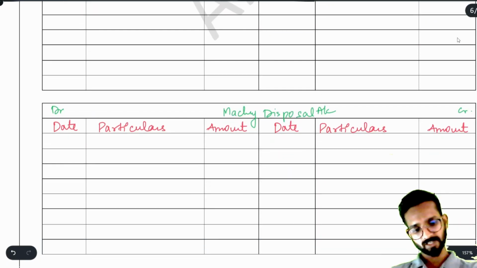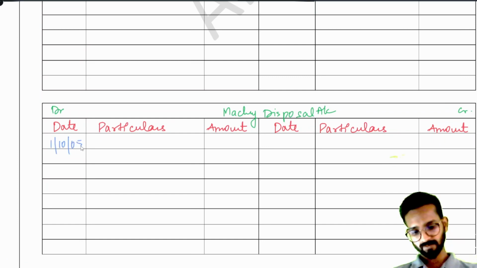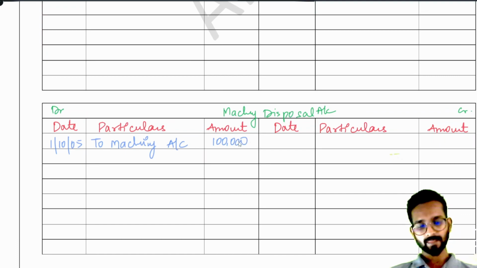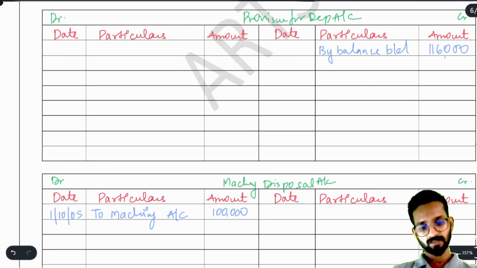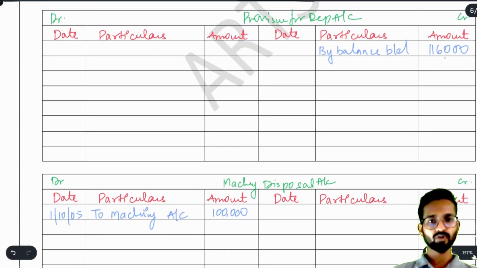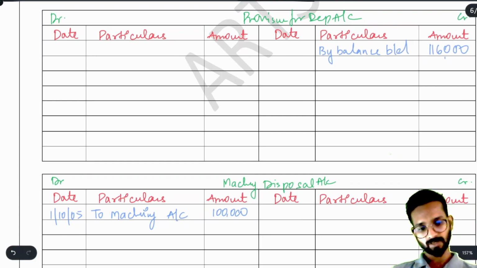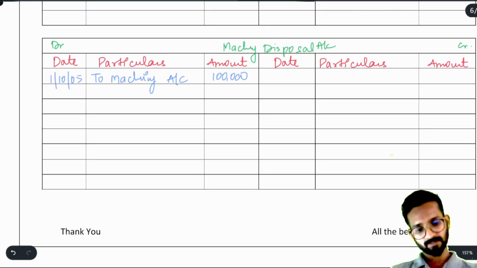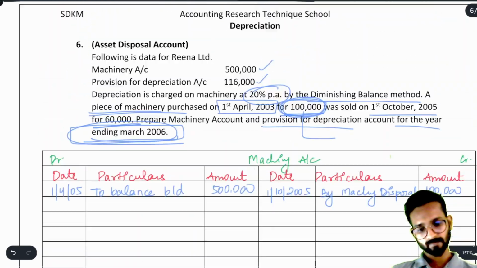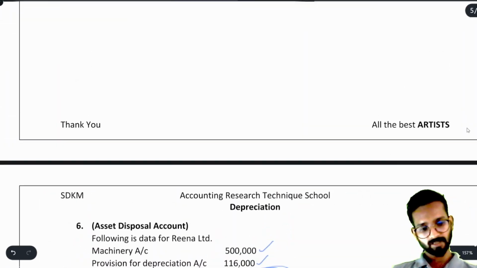We will go into machinery disposal, and I will write here 1st October 2005, to machinery account, 1 lakh rupees. Now 1 lakh has come here. Now there will be many things appearing here. What all will be there? See, now the machinery account is of no use for us. We will focus on provision for depreciation and machinery disposal account. Now understand, I am preparing here the working note.